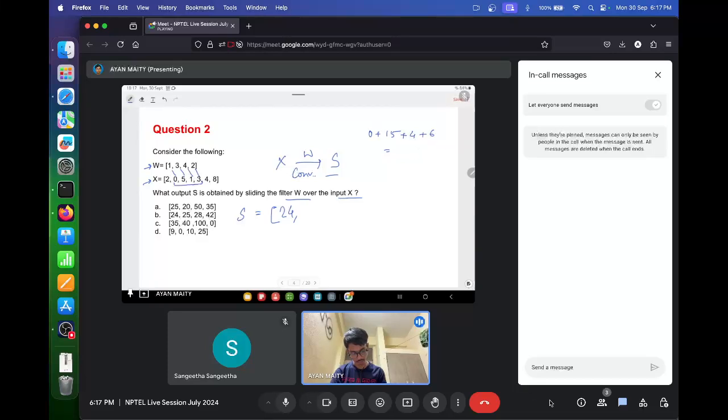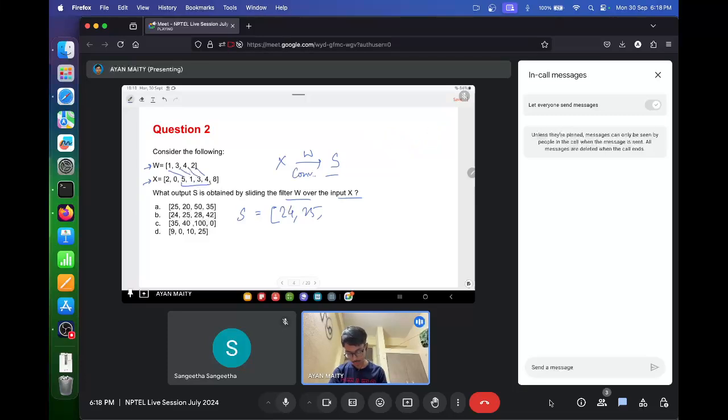Sorry, this would give us 25. 25 is the second element. Now we have to slide W by 1 place to the right again, and then again do this point-wise multiplication and take the sum.